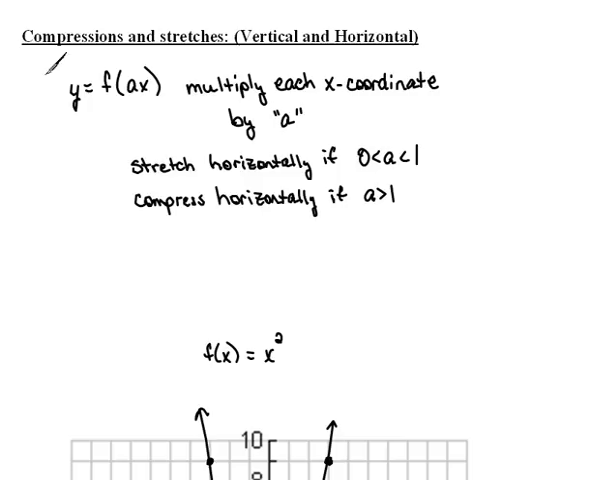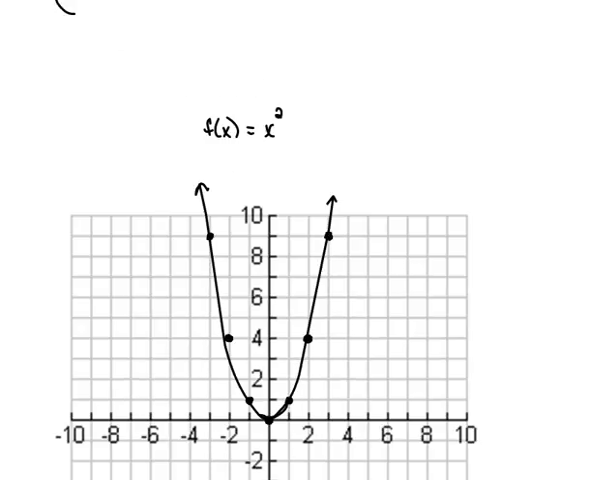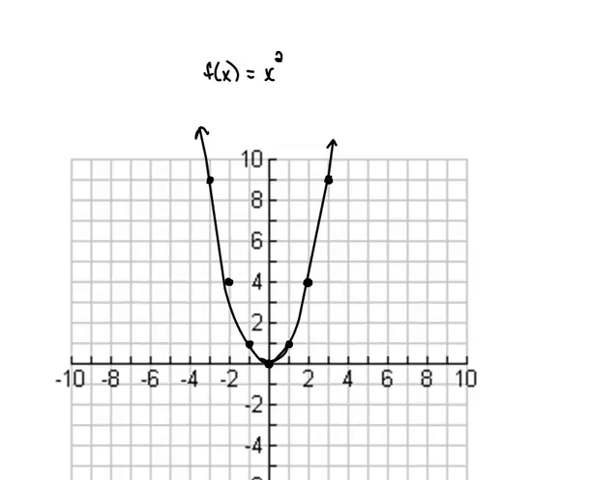Okay, in order to achieve this shift, we're going to multiply each x coordinate by an a value. If that a value is between 0 and 1, this is going to stretch the graph horizontally. And if the a value is greater than 1, it's going to compress the graph horizontally. Okay, let's look to see what that is going to look like. That'll help us the best.